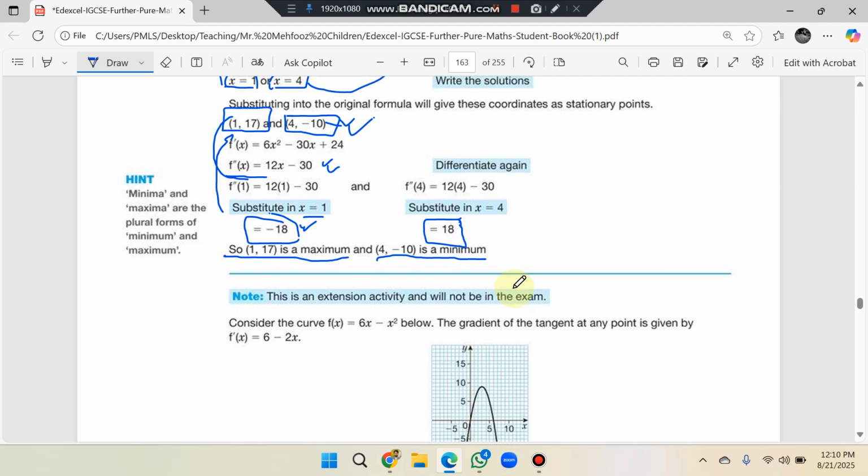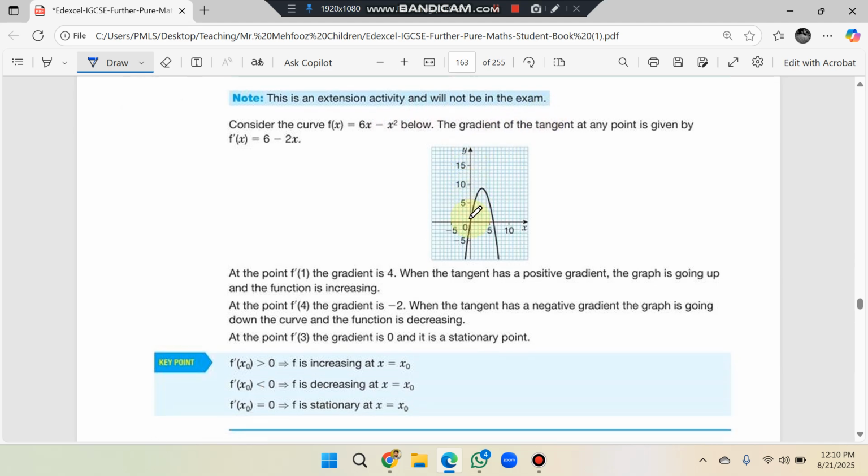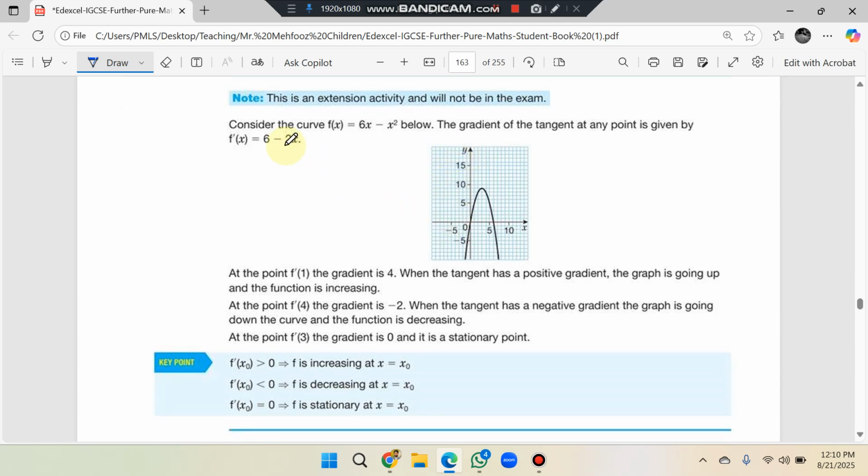Okay, good. Next is an extension activity and it will not be in this exam. So this is the extra extension activity, and we have to study this activity.